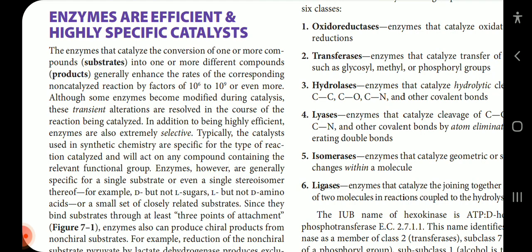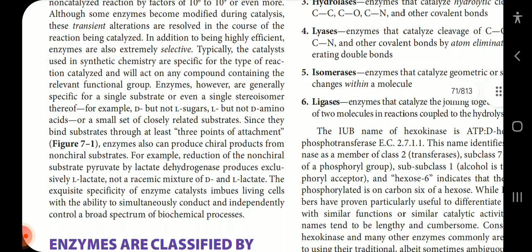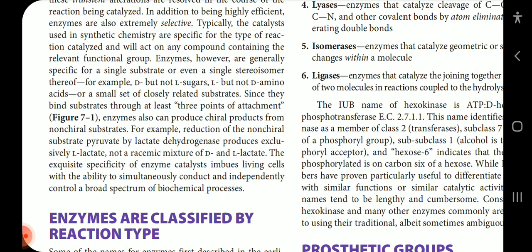Typically, the catalysts used in synthetic chemistry are specific for the type of reaction catalyzed and will act on any compound containing the relevant functional group. Enzymes, however, are generally specific for a single substrate or even a single stereoisomer thereof. For example, D but not L sugars, L but not D amino acids, or a small set of closely related structures. Since they bind substrate through at least 3 points of attachment, as we have seen in the figure, enzymes also can produce chiral products from non-chiral substrates. For example, reduction of the non-chiral substrate pyruvate by lactate dehydrogenase produces exclusively L-lactate, not the racemic mixture of D- and L-lactate.